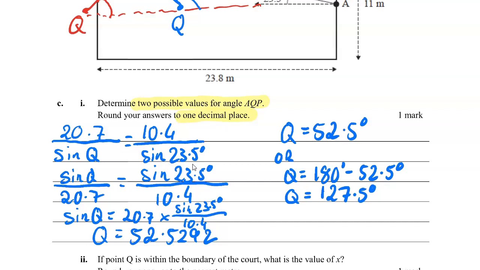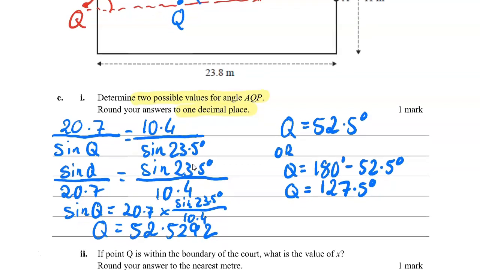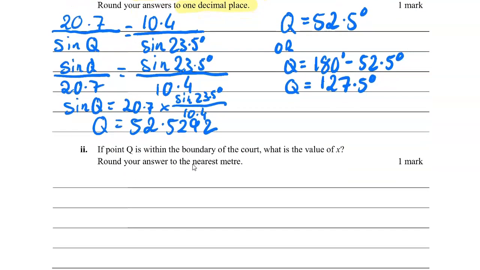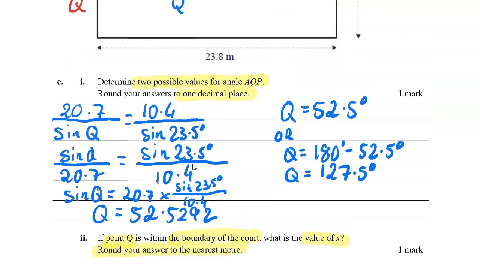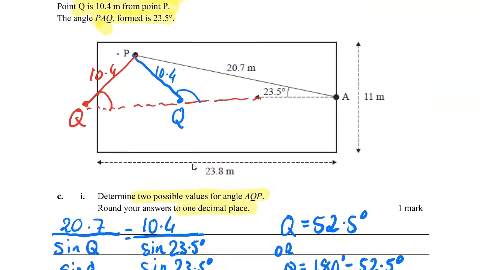Now that was worth 1 mark. 25% of the state got that mark. Now I do agree this is a harder question, but you know, in knowing that there's 2 potential answers there. So the second part of this, if point Q is within the boundary of the chord, what is the value of X? Round your answer to the nearest meter. So what is X?